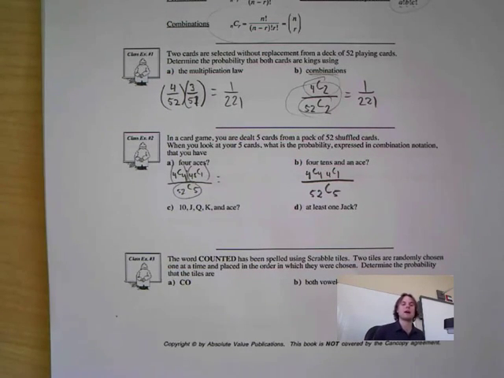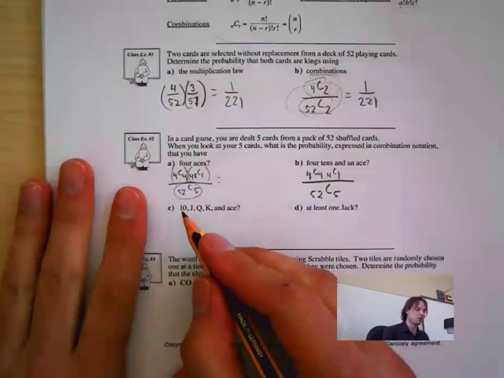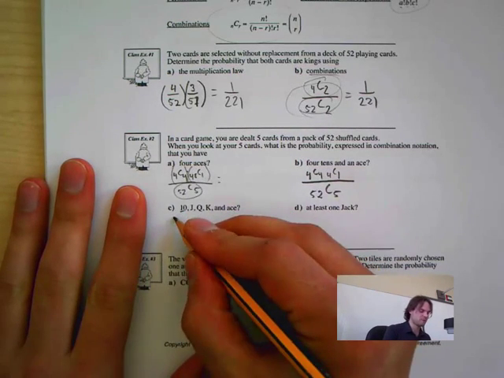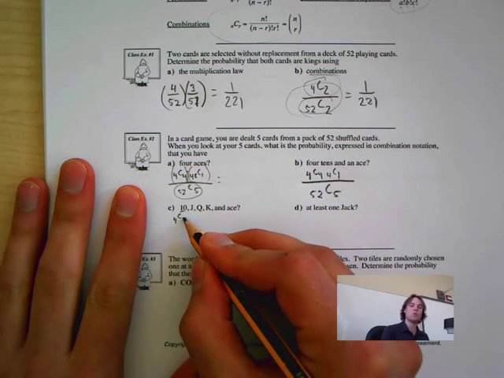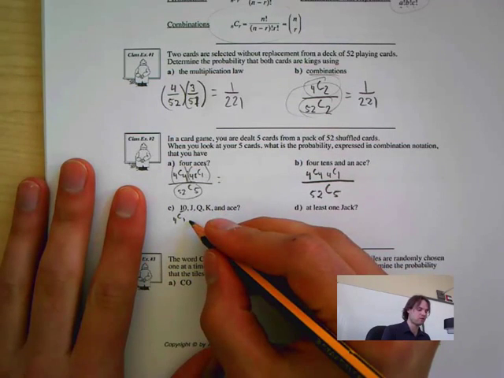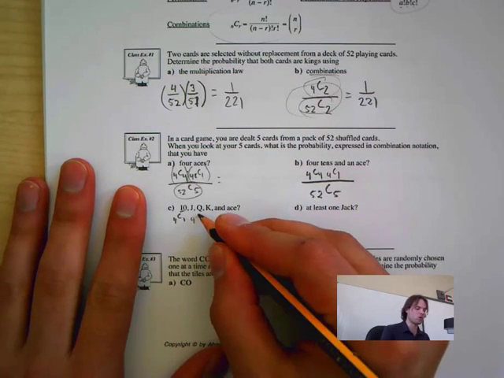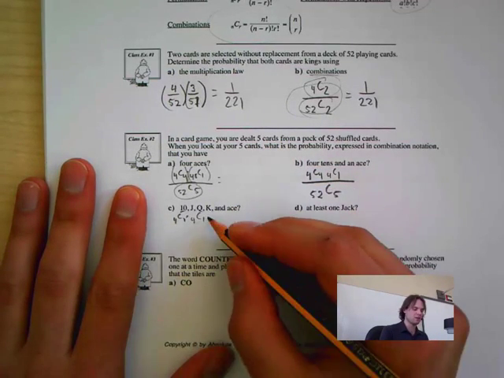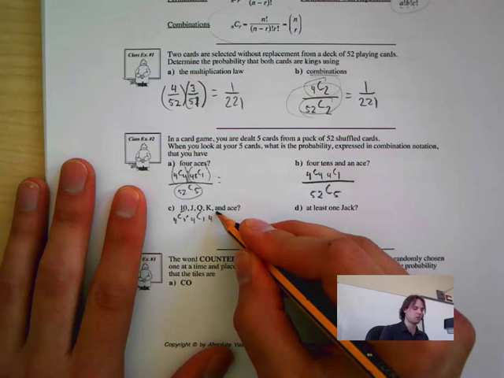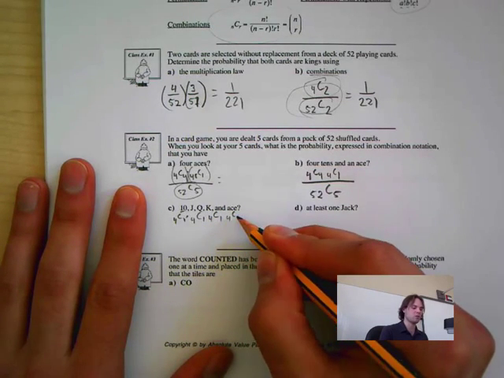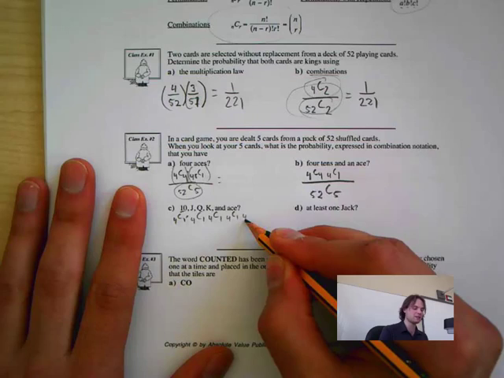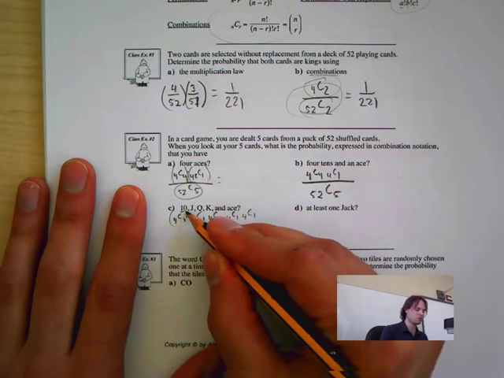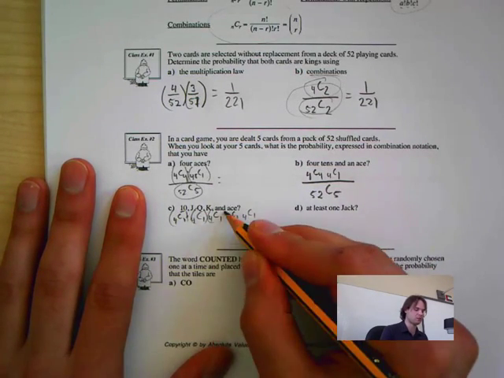Now the next one says we want a 10, jack, queen, king, and an ace. There are 4 10s, but we only want 1 out of those 4. Just like there are 4 jacks, but we only want 1. There are also 4 queens, but we only want 1, 4 kings, and we only want 1, and there are 4 aces, and we only want 1. I'm just going to put this down so we can organize them a little bit better.